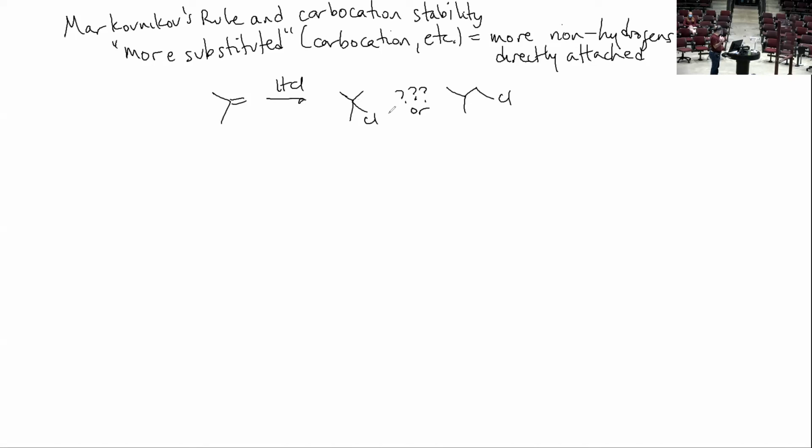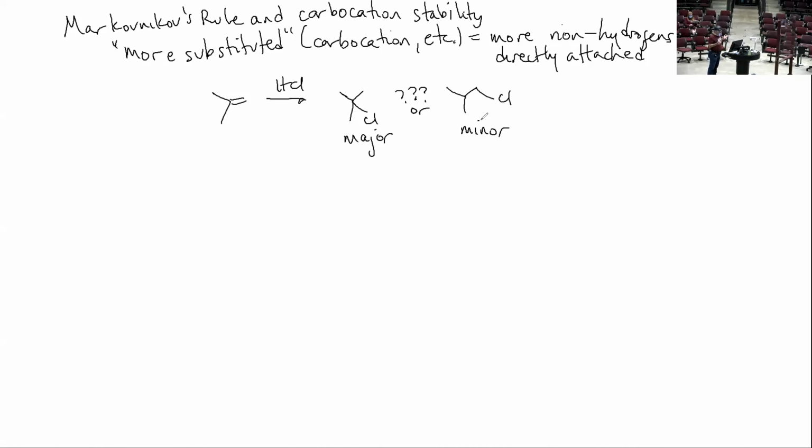Well, again, I'm cheating. That's actually a trick question. Which one will we get? We will actually get both, but thanks to Markovnikov's rule, we're able to predict with some confidence which of them is going to be the major product. And that's going to turn out to be this one. We're going to get more of that. We probably will get a little bit of this too, but that will be the minor product.